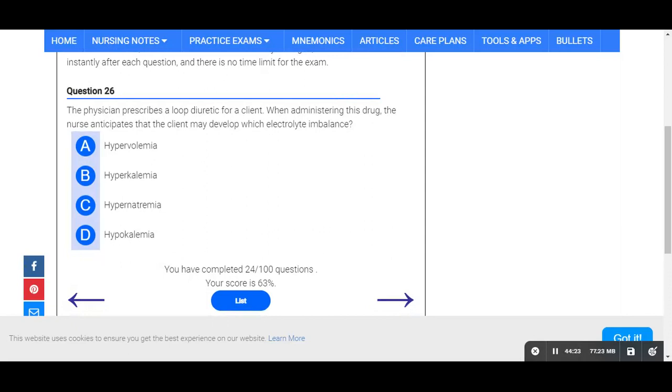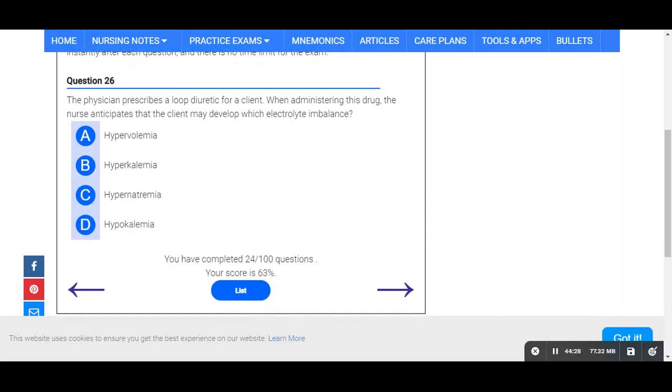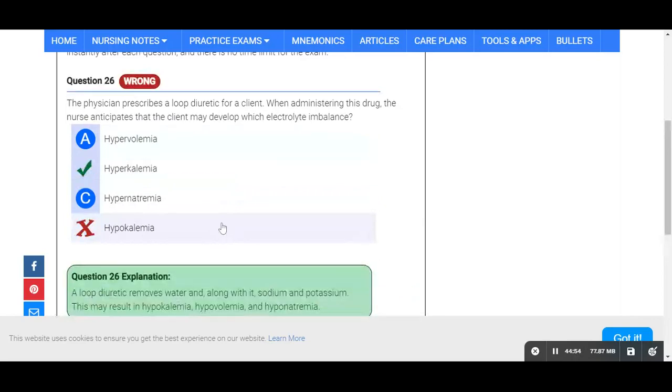Okay, the physician prescribes a loop diuretic for a client. When administering this drug, the nurse anticipates that the client may develop an electrolyte imbalance. Hypokalemia, hypernatremia, hyperkalemia, hypervolemia. Loop diuretic. It's hyperkalemia. It's the opposite.